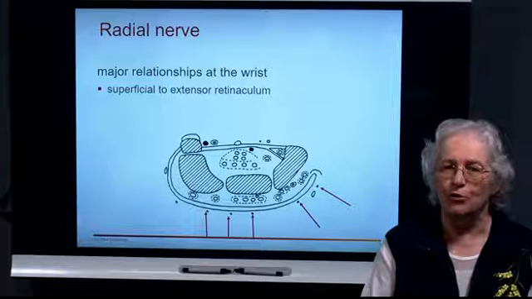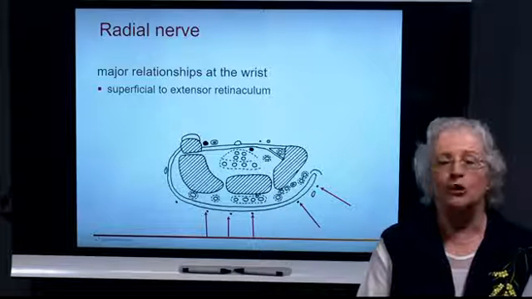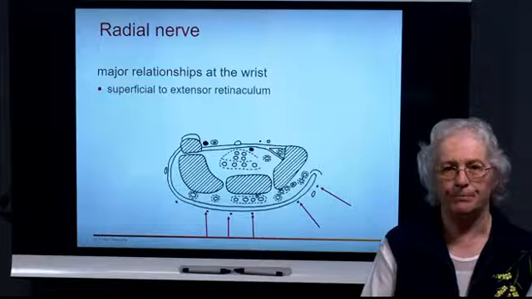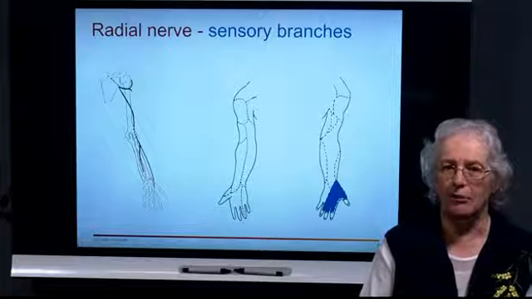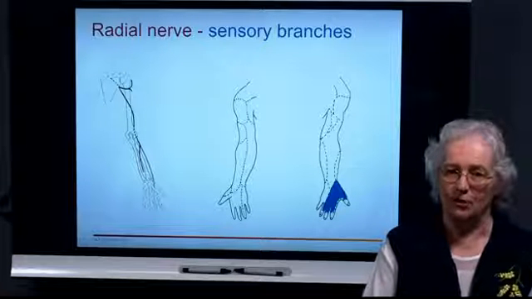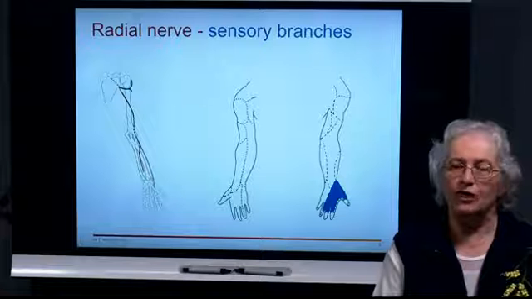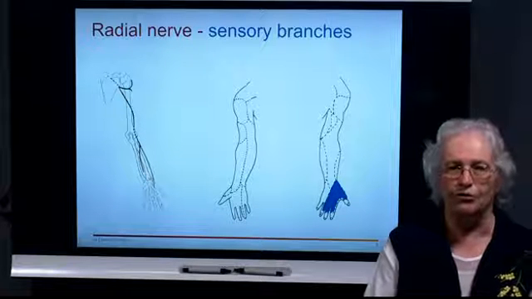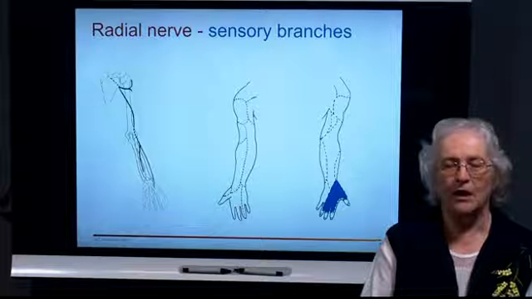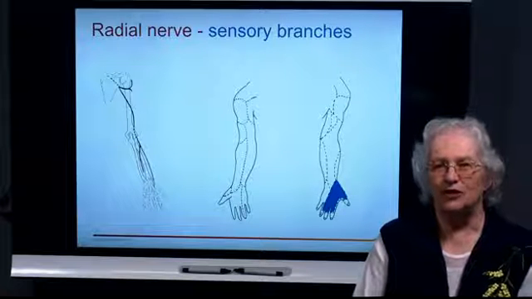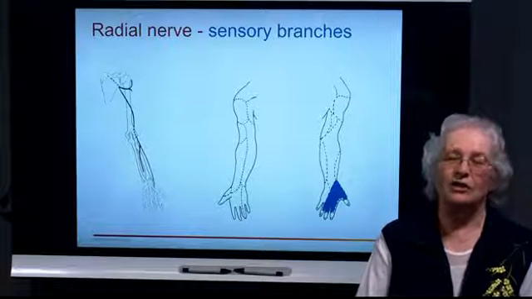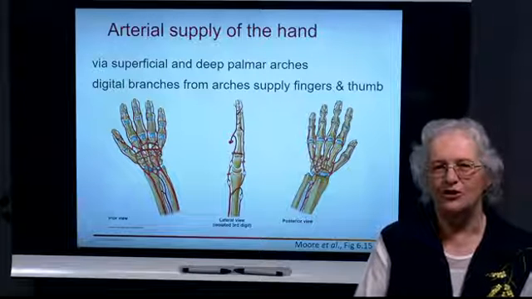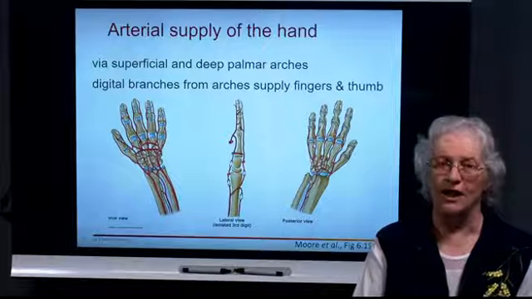So here you can see the branches, as it's already branched out, to supply the skin of the dorsal surface of the hand. And coloured in blue is the areas it's supplying. So on the dorsum it's supplying the areas that are not supplied by the median or the ulnar. So most of the dorsal surface. That's now dealt with the nerves. Let's consider the idea of the vessels. Now if you take a look at this picture, you can see that there are a lot of vessels in the hand.